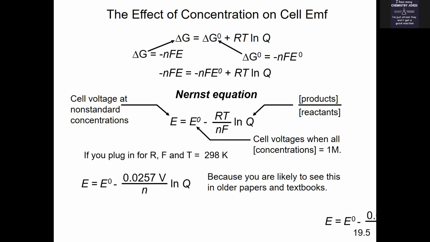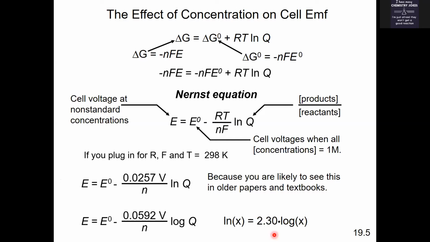You'll see that sometimes, but you'll also see it this way. What's the difference in these two? Well, an ln and a log is related by this equation. So you'll see an ln of Q or a log of Q as two versions of the Nernst equation at room temperature, but the constant here is different whether you use ln or log. Pick one and stick with it. Both are correct, both are fine.